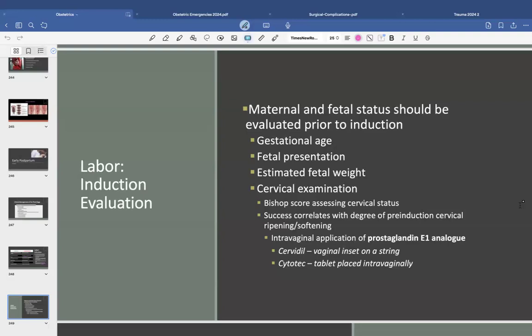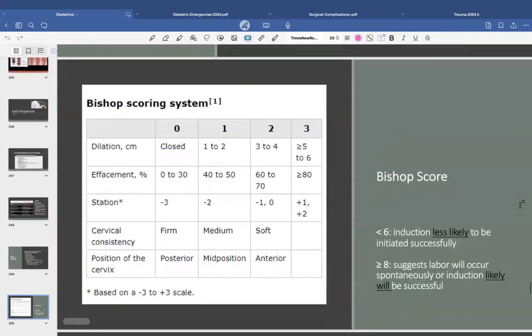So the Bishop score is here, and we talked about all that it consists of. It's a scale of 0 to 13. I left you a note down there about that. If the patient's score is less than 6, induction is less likely to be initiated successfully. If it's equal to or greater than 8, you suggest that labor will occur spontaneously or induction will likely be successful. So whether or not it will induce or not, or whether labor will happen on its own, you can use a Bishop's score for that.